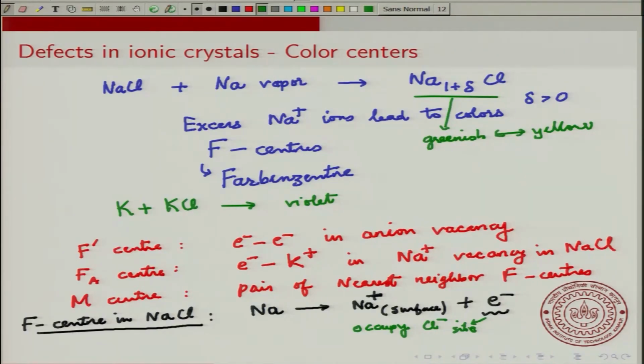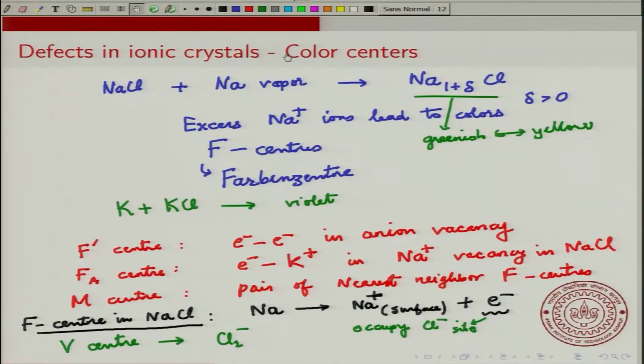I should also mention that you can get things like V centers. A V center is basically a Cl2 minus. So instead of a chloride ion, you have something like a Cl2 minus in one of the sites, and that would be a V center. These color centers are quite widely seen in ionic crystals, and they are responsible for some colors in these ionic crystals.